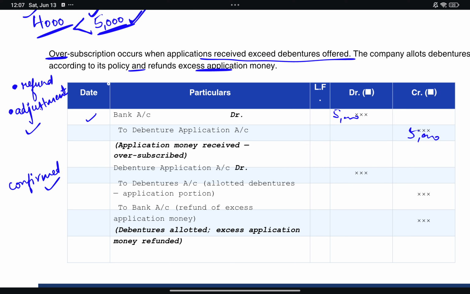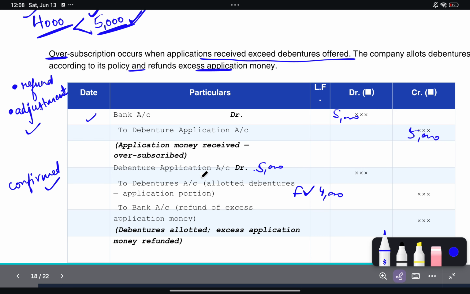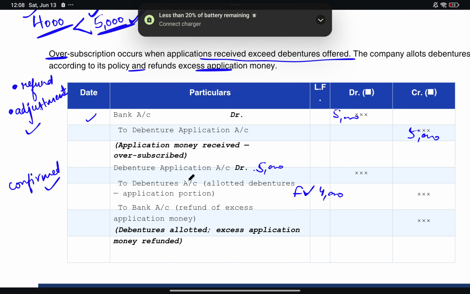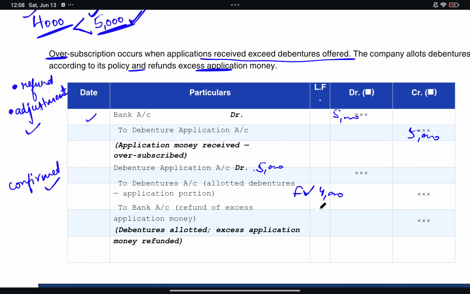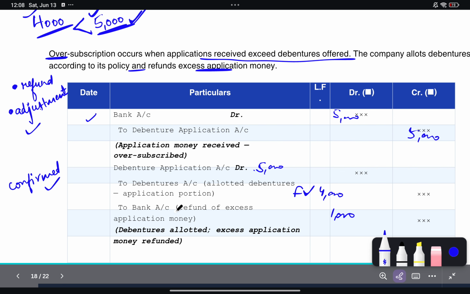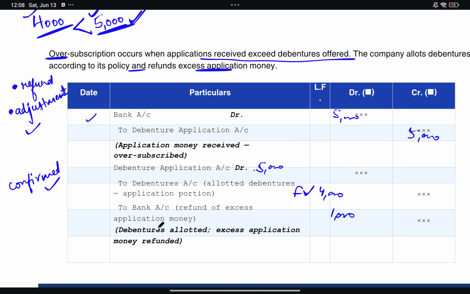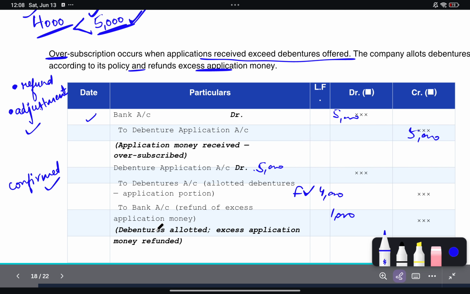And what is the entry to transfer to the debentures account? Debenture application account debit, to debentures account, face value 4000. Let's say debenture application account will be debited in total 5000, and to bank, meaning the excess money which we want to refund, will go to bank. So here we will credit it by 1000. In this to bank, it's up to the company's policy that it can also use this 1000 for the next installment, that is, allotment money. Hope you understand this.